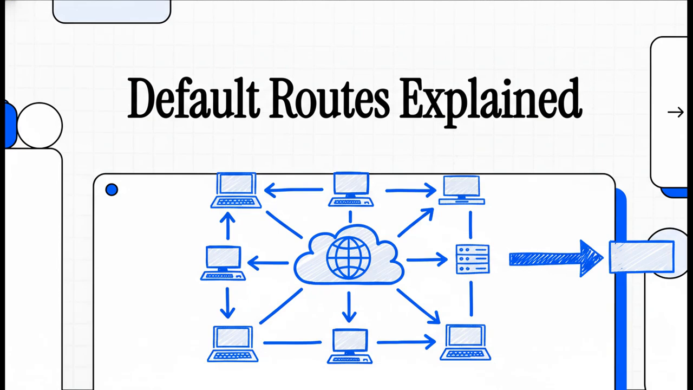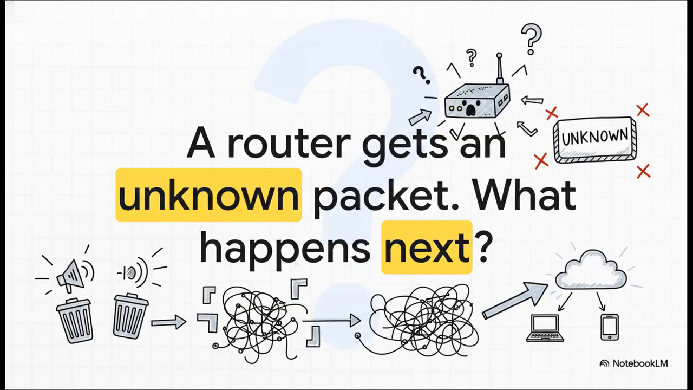You know, every single time you visit a website, send an email, or stream a show, you're relying on this one brilliant little rule that keeps the entire internet from just falling apart. Today, we're going to pull back the curtain on that unsung hero, the default route. So let's start with a puzzle.